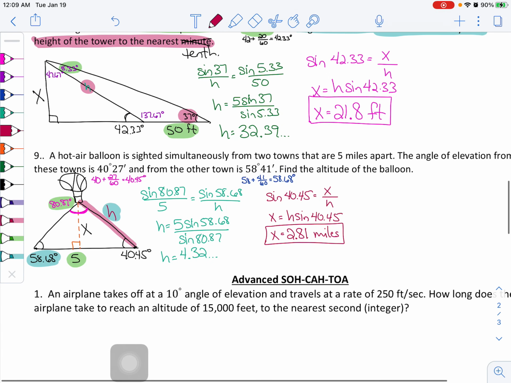All right, so that is a little bit of practice with using law of sines, but also it involves degrees, minutes, seconds. And for our case, we're just going to be using degrees and minutes. So please make sure you know how to convert from minutes to degrees. Remember, it's just divide by 60.